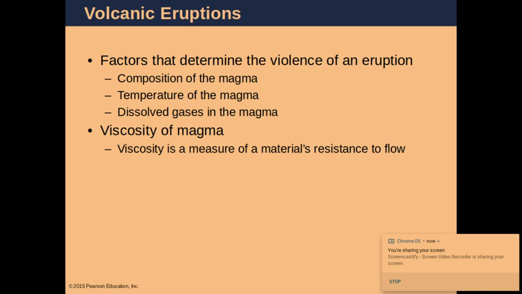With volcanic eruptions, there are a few different parts that decide whether you have a violent eruption or a quiet eruption. Basically the three are the composition of the magma, so what it's made of, the temperature of the magma, so how hot it is, and how many dissolved gases are in the magma. This all factors into the viscosity of the magma. And viscosity in general is just a material's resistance to flow.